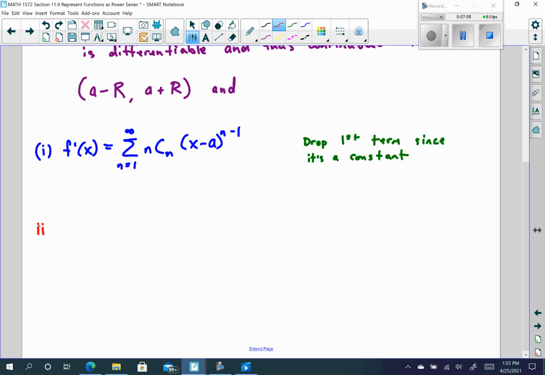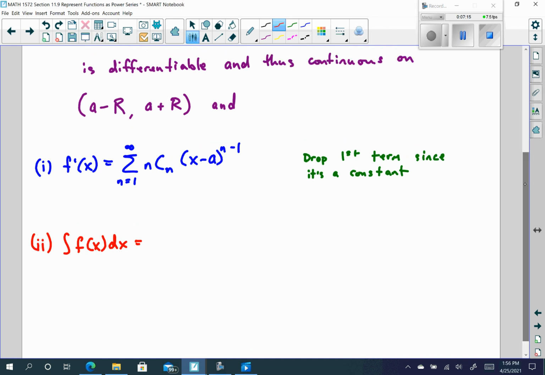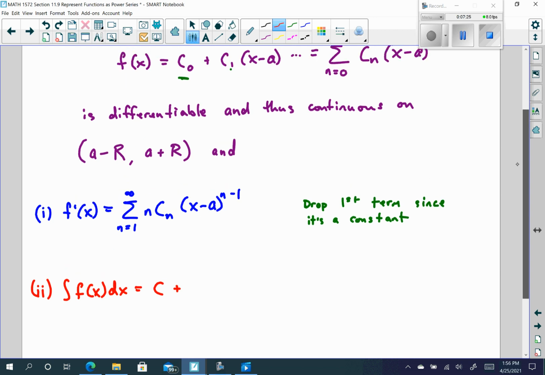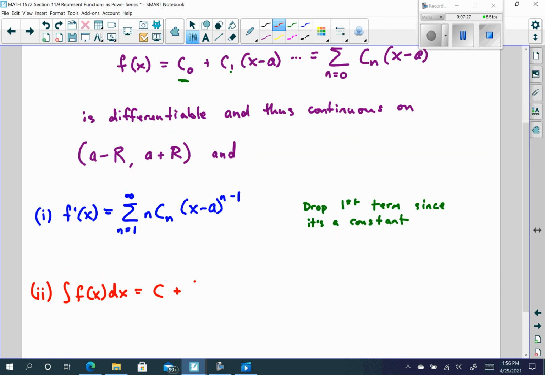And then 2, we can integrate. We can take the integral of f of x dx. So I'm going to put the constant of integration first in front of it. So there's going to be our c plus. And that would kind of be like that c naught, that very first term that's right here. And then it'll still be the sum as n goes from 0 to infinity. Now again, c sub n is a constant, so I'm going to leave that there. And then we're going to add 1 to the exponent here, so it's going to be x to the n plus 1 over n plus 1.